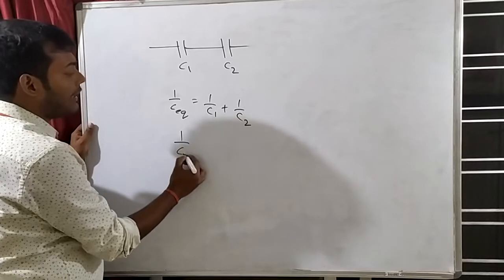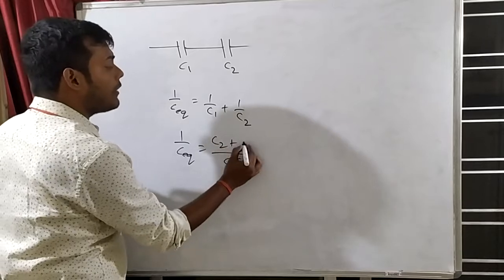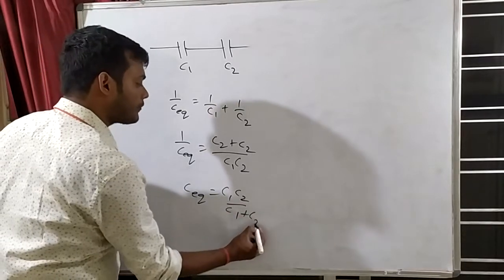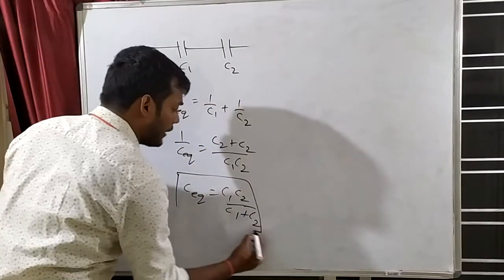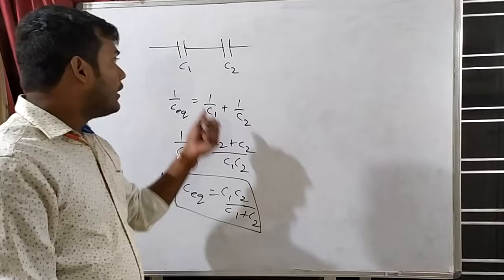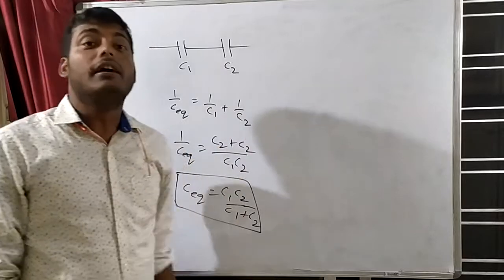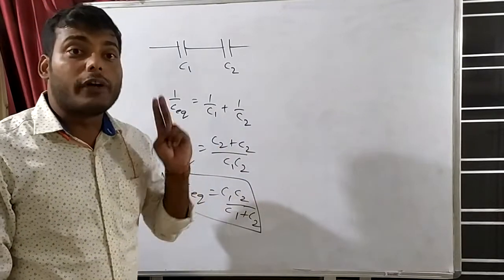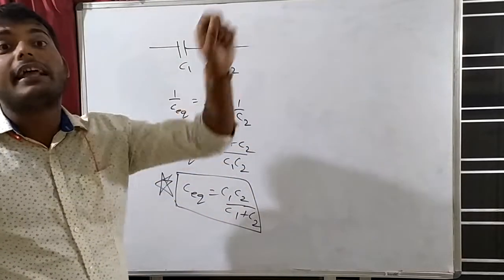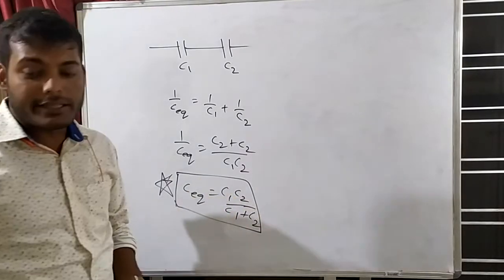Now can we write this formula like this also? 1 by C equivalent is equal to, the LCM will be C1 C2, right? So this will be C2 plus C1. So can we write that C equivalent is equal to C1 C2 divided by C1 plus C2? This formula is also important, but when is this formula valid? This formula is valid only when 2 capacitors are connected in series. If there are 3 capacitors, this formula is not valid. Clear? If 2 capacitors are connected in series, then we can directly calculate their equivalent capacitance using the formula C equivalent is equal to C1 C2 by C1 plus C2.